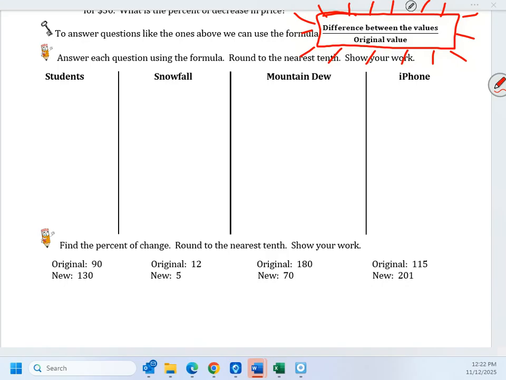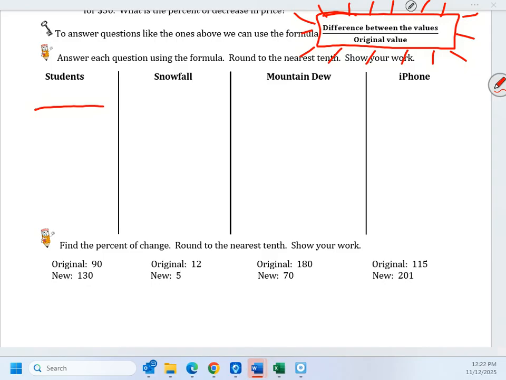All right, so in our first one with our students, last year there were 40 students, now there are 50. What is the percent of increase? So I have my fraction I have to write. Difference between the values. What math calculation am I going to write on there?